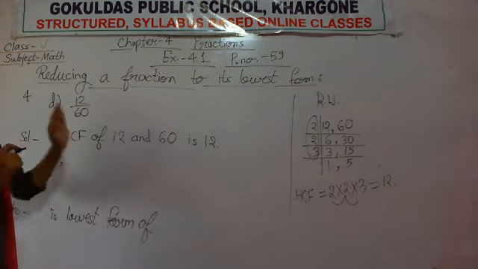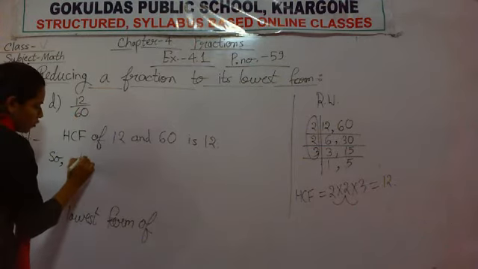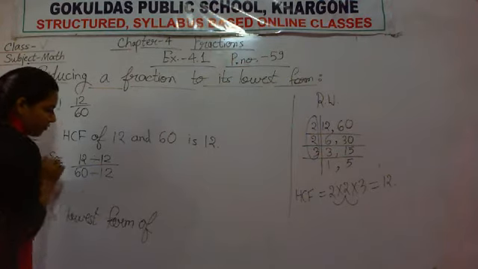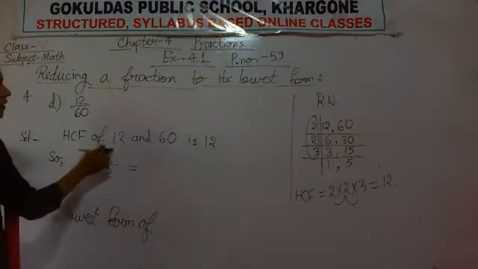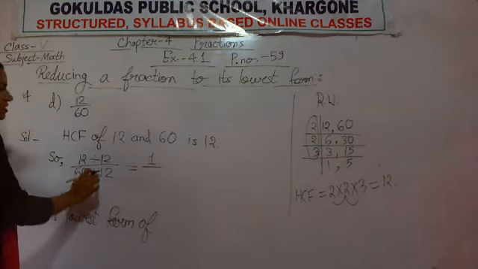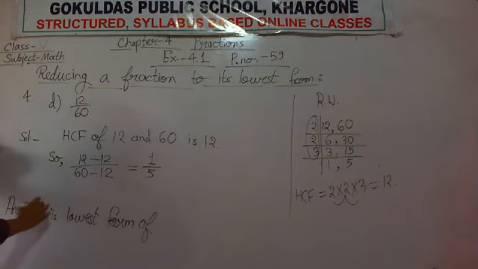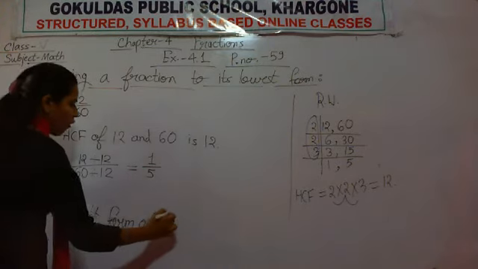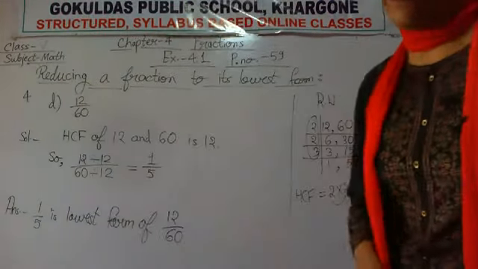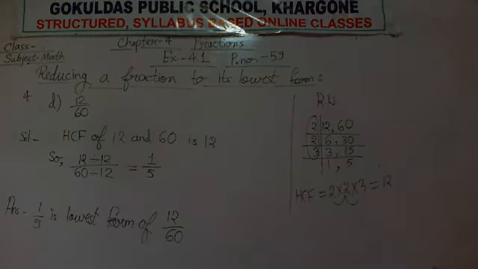Now we have found the HCF. The next step is to divide numerator and denominator both by 12. So numerator divided by 12 upon denominator divided by 12 equals, when we divide any number by itself, our result is 1, so 12 divided by 12 is 1. Now 60 divided by 12 is 5. So 1 upon 5 is the lowest form of 12 upon 60. Now E and F are your homework part, so I am stopping this question here.